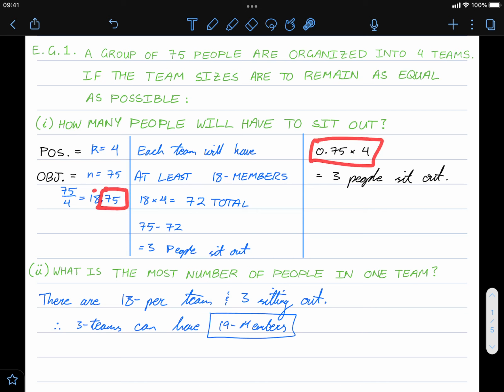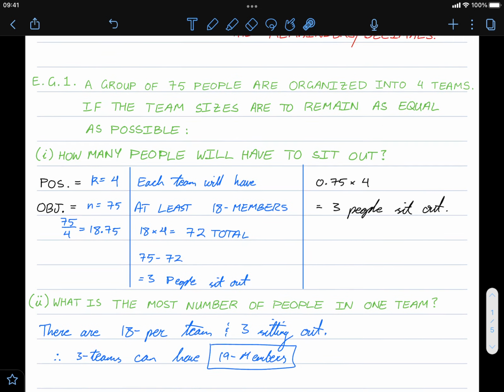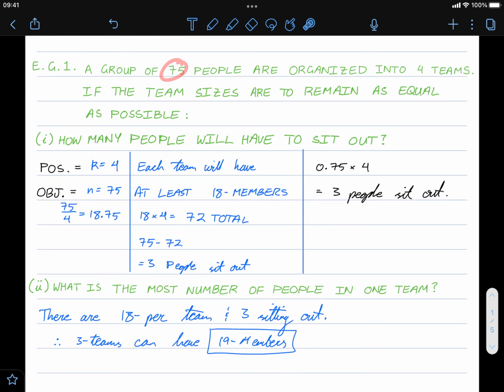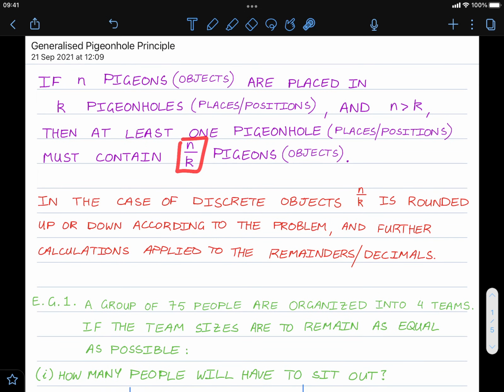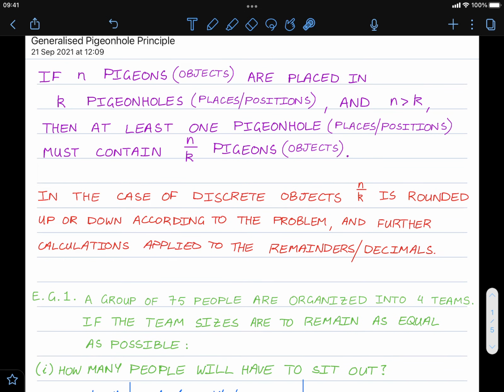Okay, so the main thing so far is this idea of taking the remaining decimal, or taking only the whole value, and multiplying it by the number of positions and figuring out how many people are not included into the count by the generalized pigeonhole principle of n divided by k. So I hope that gave you an insight into this.